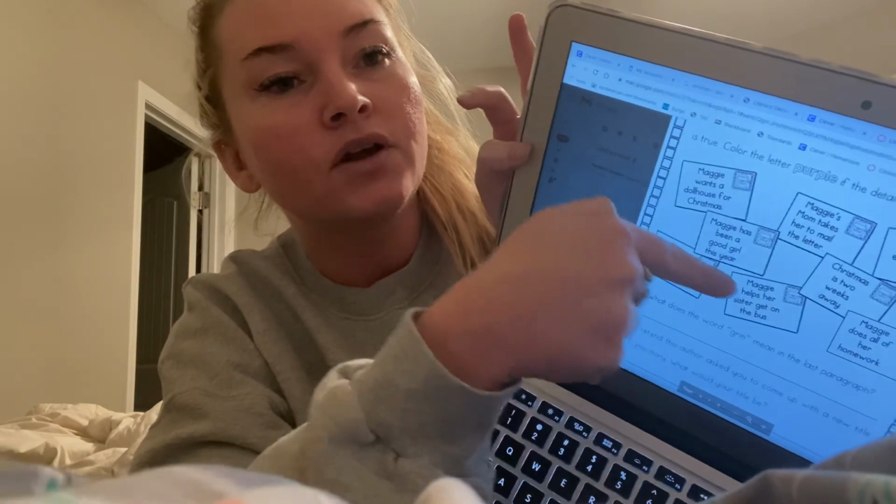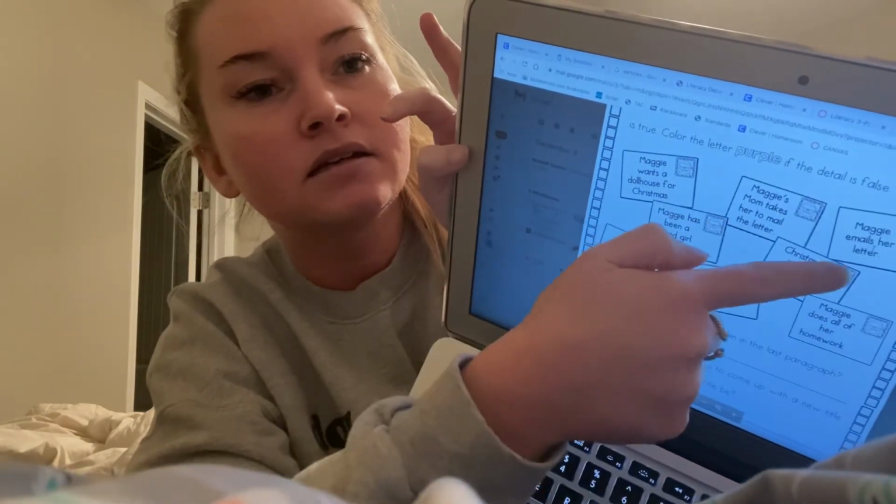Number 3. You're going to need your crayon box to do number 3. This is an activity. It says color the letter yellow if the detail is true. Color the letter purple if the detail is false. So yellow true, purple false. So if it was actually in our story and happened, it's going to be yellow. If it was not in the story, it's going to be purple. So starting from this top letter, I'm going to work my way down like this. Okay?